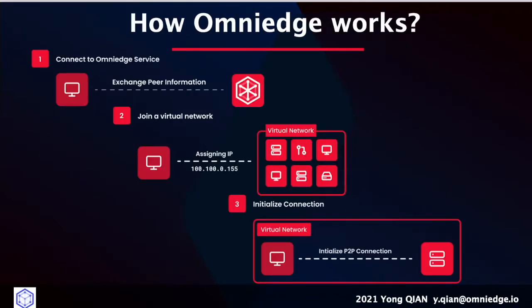To use OmniEdge is very simple. Just download for your platform or type a simple command if you use the CUI version. The system will manage everything, including exchanging peer information, joining a virtual network, registering an assigned IP for your devices, and finally initializing the P2P connection. You can also check your device from the apps.